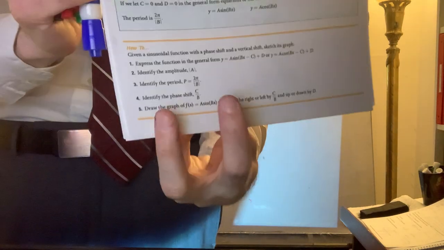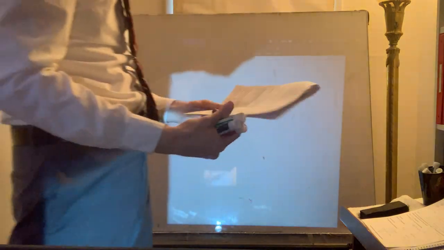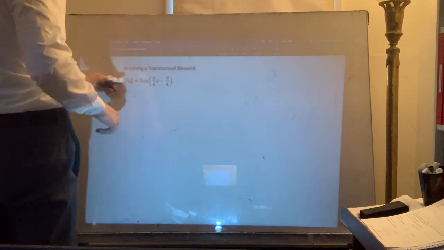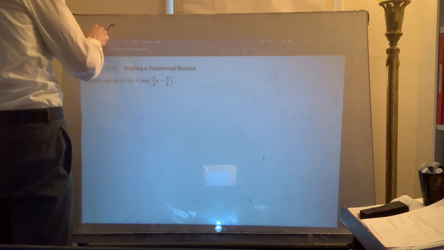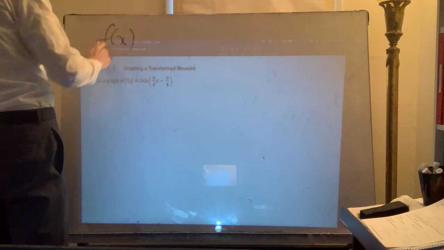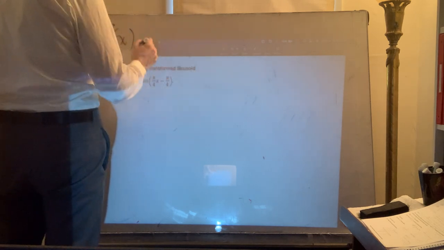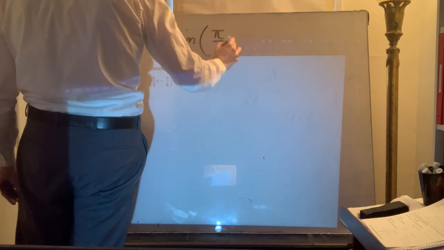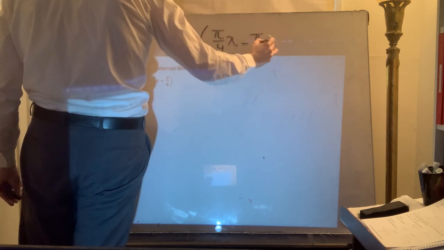All right. That's down here. For number 9, we're going to follow what's in these yellow or orange bars. The given function, I'll put it here to make it easy to see. If you were to sketch a graph of f of x, you're going to use a calculator, because they don't have graph paper like this: 3 sine of pi over 4 times x minus pi over 4.